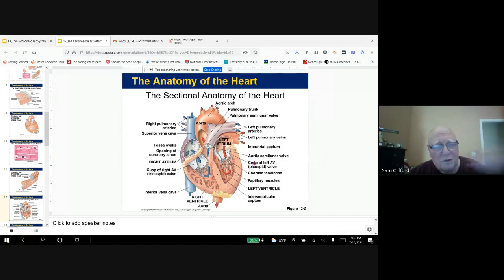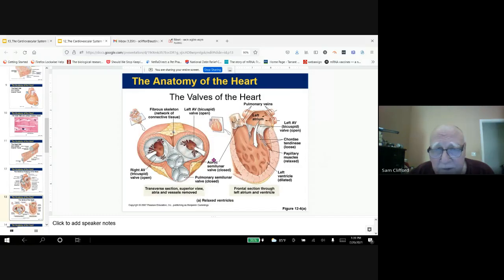So if you cut the heart from top to bottom, and cut through the aorta and the ventricles and so on, just know all these functions, know about the valves, and there'll be questions on WebAssign. So the valves of the heart.